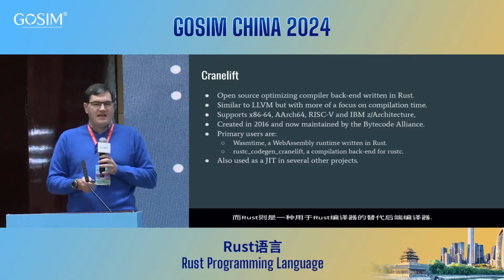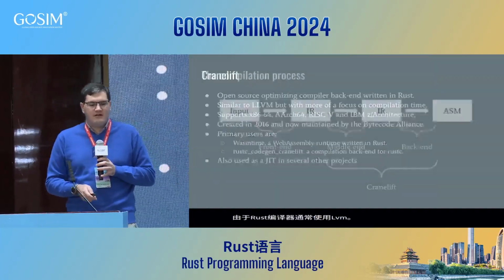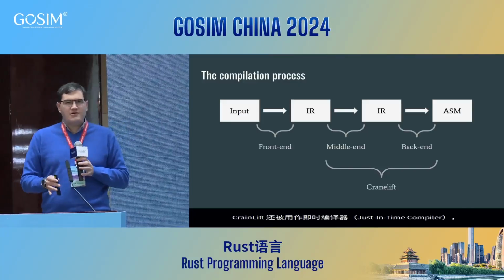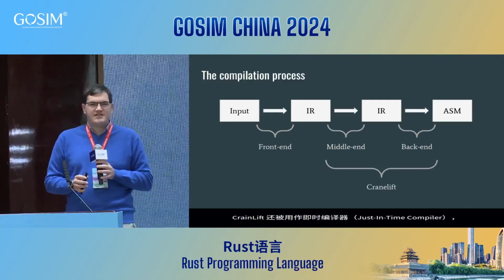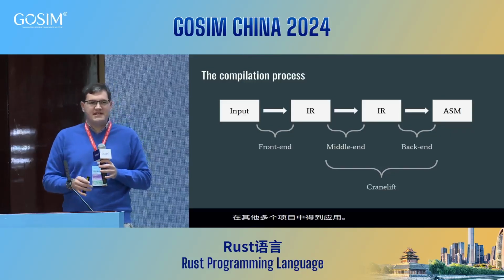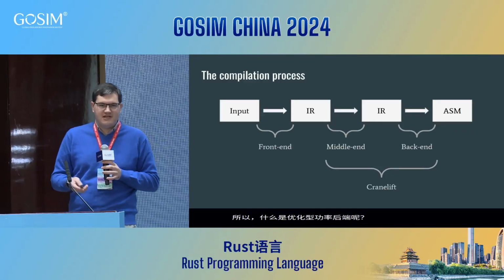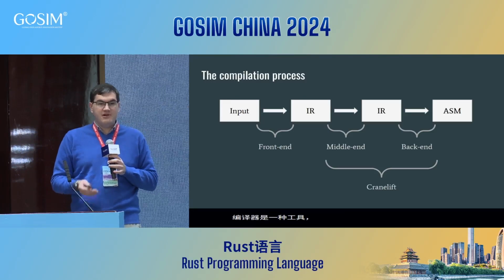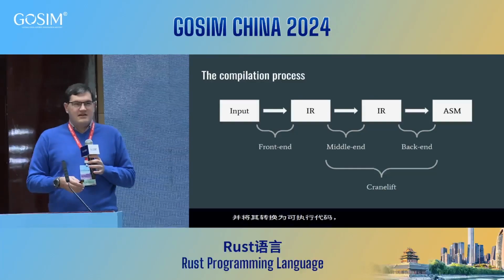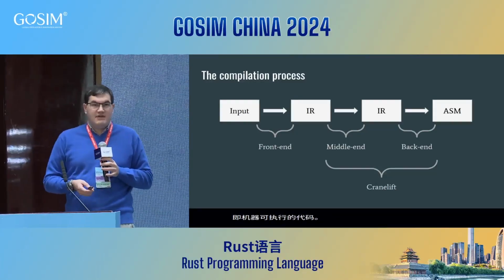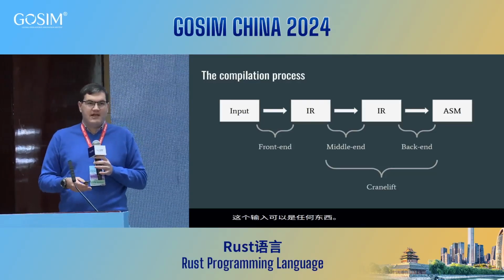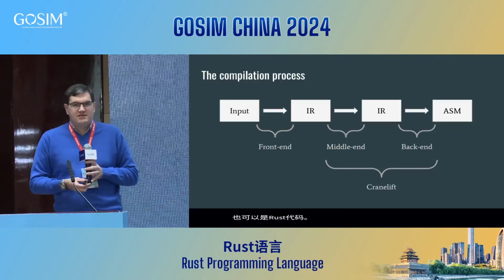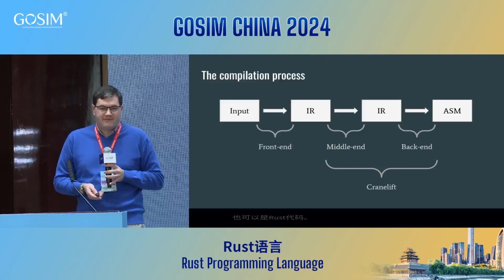So what is an optimizing compiler backend? Well, let's have a look at the compilation process. A compiler is a tool that takes some input and transforms it into executable code, executable machine code. And this input can be anything. It can be WebAssembly bytecode, it can be Rust code, it can be JavaScript, it can be even more exotic things. For example, in a binary translator, it can be machine code for a different architecture that you're translating to the host architecture.